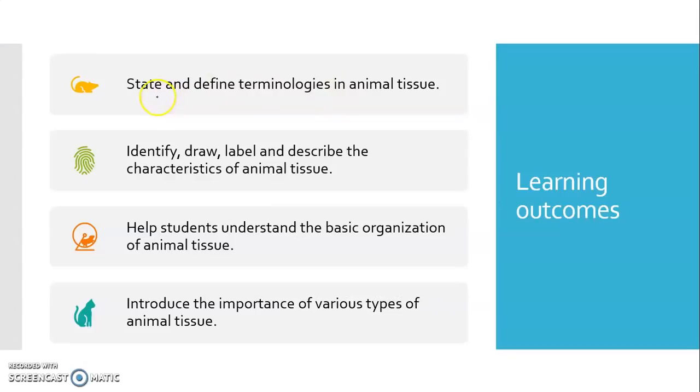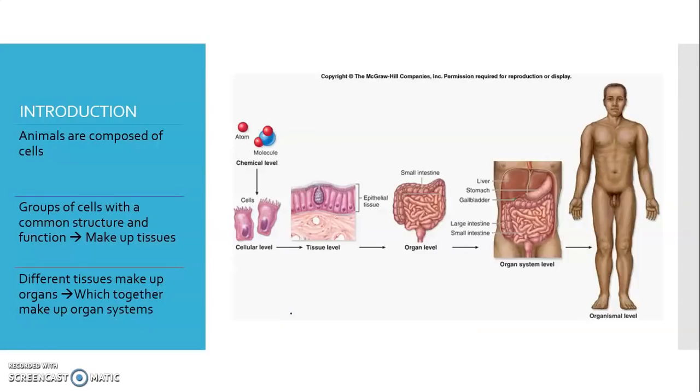You have to know how to state and define all the terminologies in animal tissue. You need to know how to identify, draw, label, and describe the characteristics of all the animal tissue types. You also have to know the basic organization, and the importance or function of the various types of animal tissues. So this is the introduction.